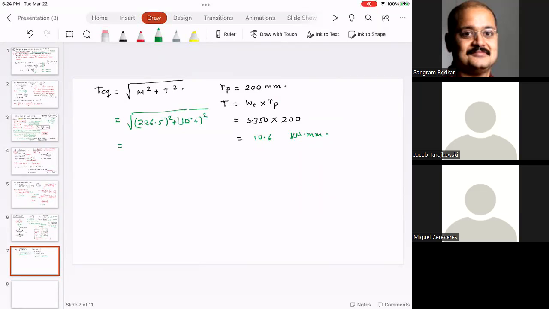So TEQ. It's a really big number. 1 million, square root. Don't forget the square root. There is a square root. I see what you said. Okay.